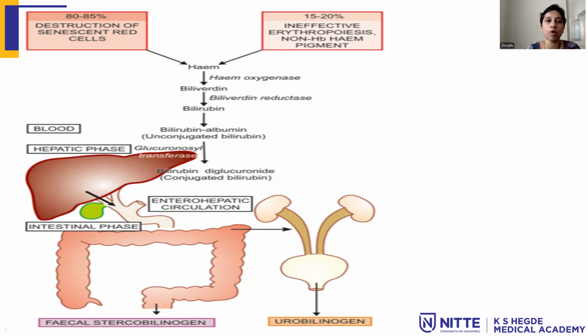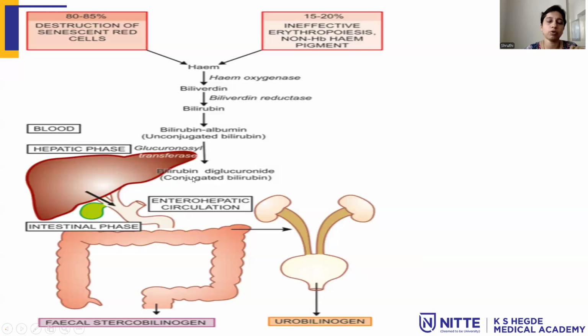This albumin-bound bilirubin will be taken up by the liver, that is the hepatic phase. In the hepatic phase, this bilirubin which is bound to albumin will be released from the albumin and undergo conjugation to make it more water soluble. This bilirubin undergoes conjugation by the enzyme glucuronyl transferase, forming conjugated bilirubin.